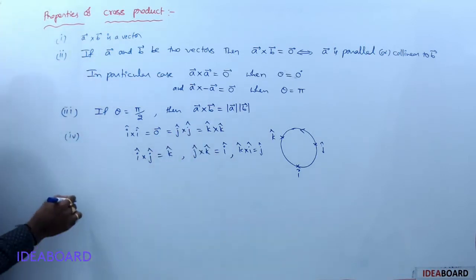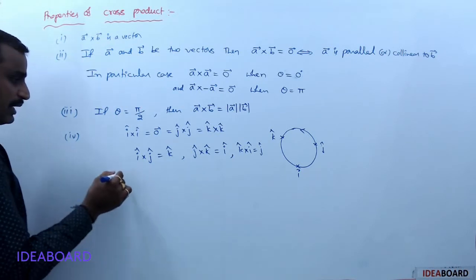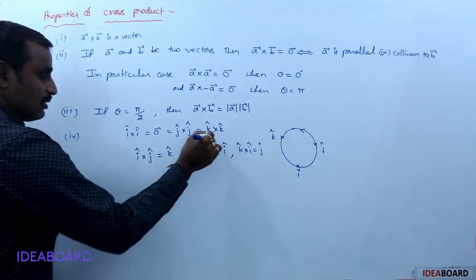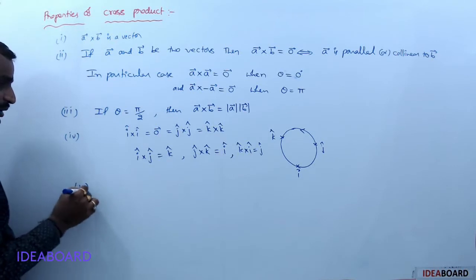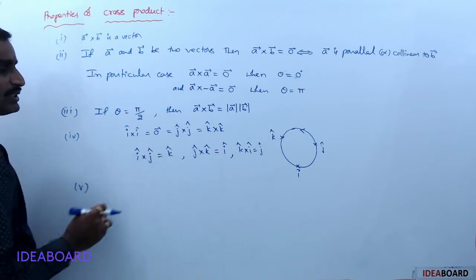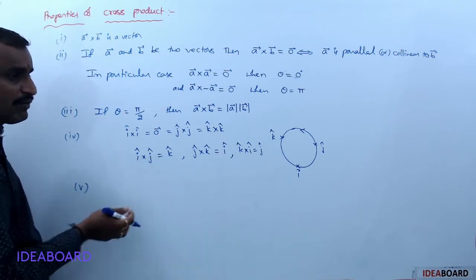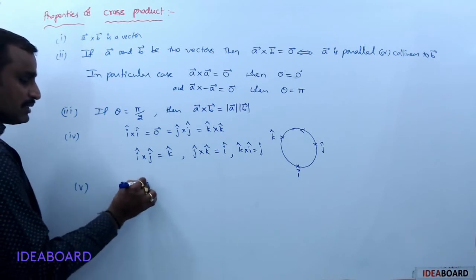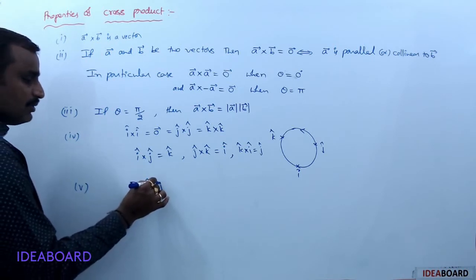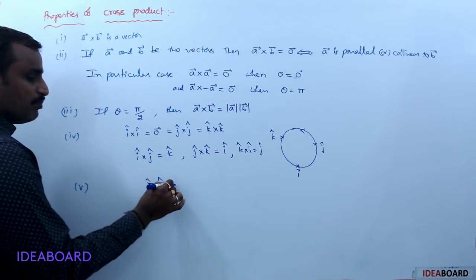Next, the fifth one. When we take the reverse order, that means the clockwise direction, J cross I is equal to minus K cap.